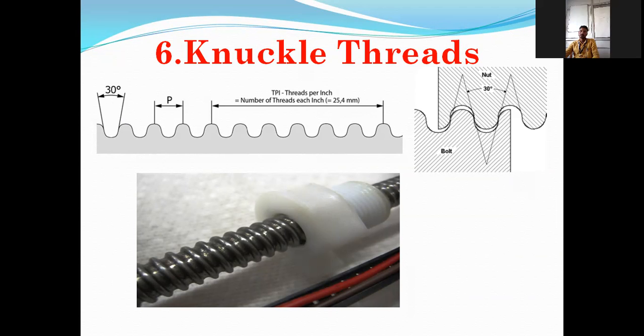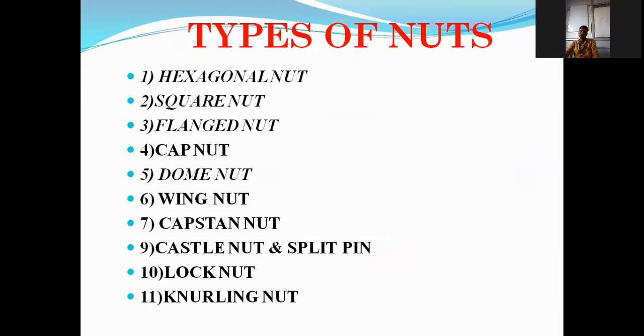Further, what we have seen is types of nut. These many types of nuts are there in practice. Whatever we are observing on the screen, out of that, some of the types we have seen, and today we will see some remaining types of nut. So in total, how many types of nuts are you observing on the screen? Looking at the screen, how many types of nuts are there? 11. 11 are there.